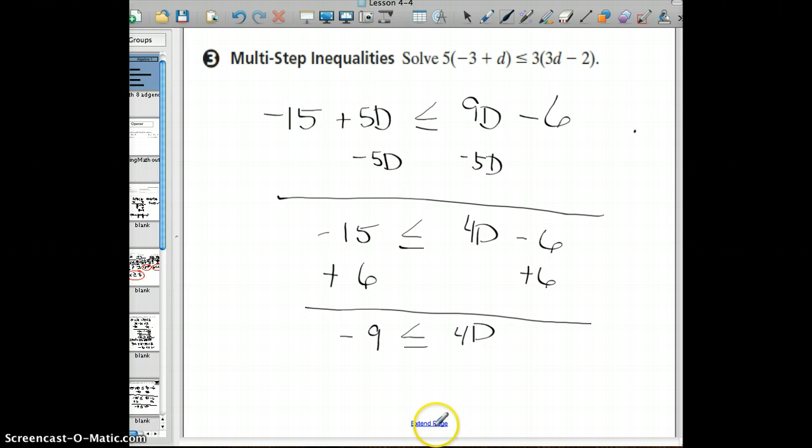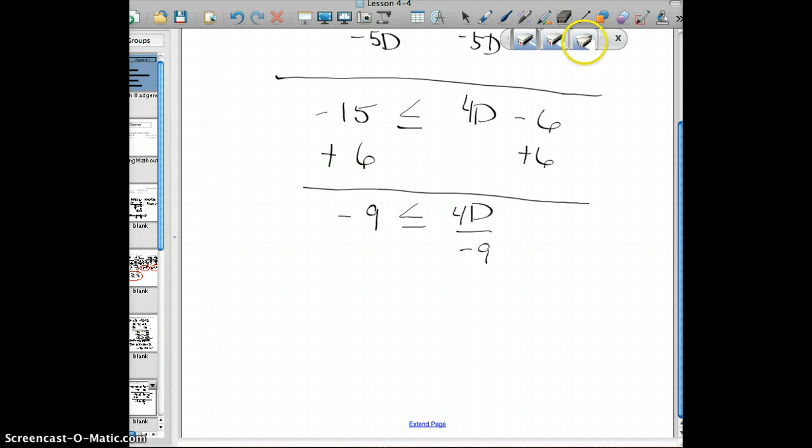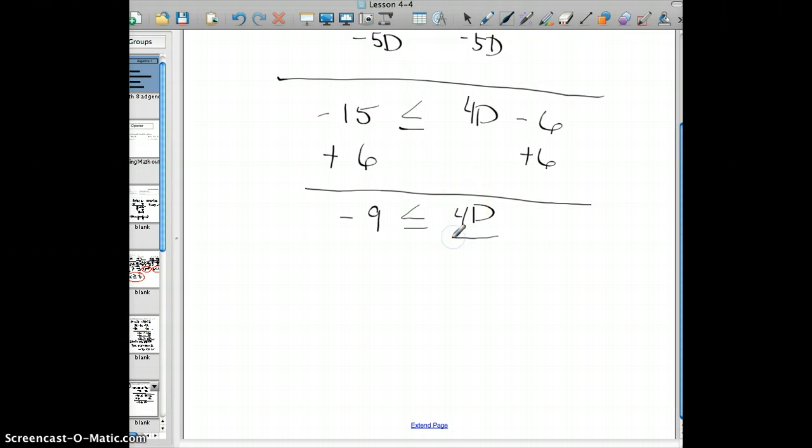Not going to be a pretty answer, is it? It's okay. We can then divide both sides by negative 9. Excuse me. Scratch that. Divide both sides by a positive 4. We're dividing both sides by a positive 4 to isolate the variable. Now, we didn't divide both sides by a negative number, so there's no need to flip the inequality here. Only when we divide both sides or multiply both sides by a negative number do we need to flip this inequality.